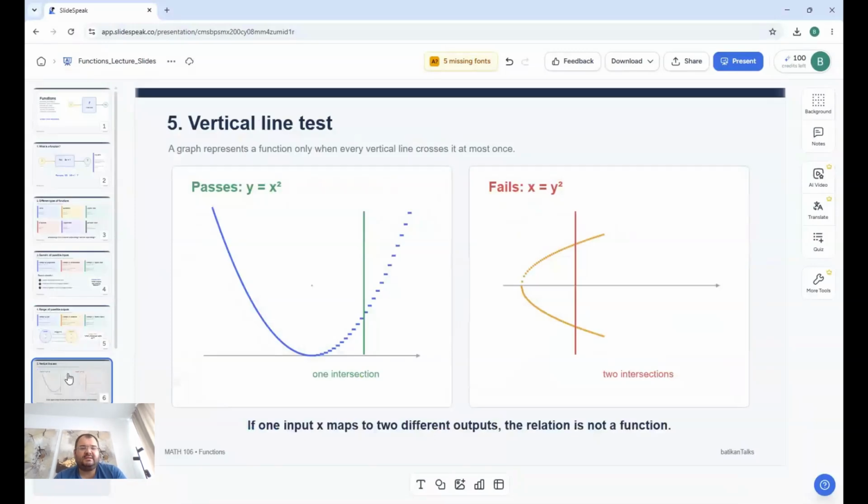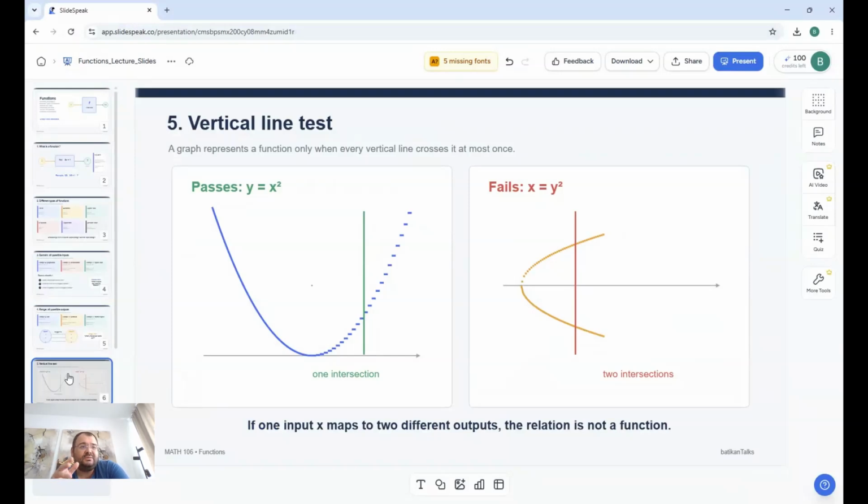The vertical line test is a test which defines whether the graph that you draw on the xy axis is actually a function or not. You are drawing a line which is vertical to the x-axis, that's why it's called the vertical line test, and you are checking whether that line crosses your graph one time. If it crosses your graph one time, that means your graph is a function.